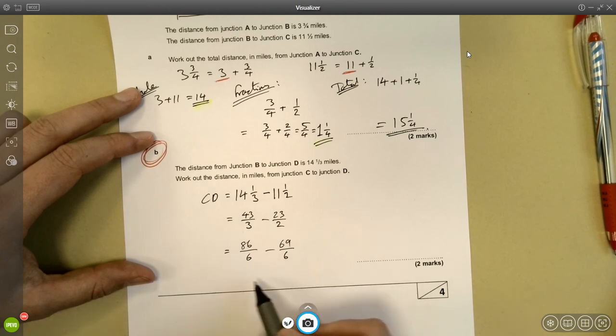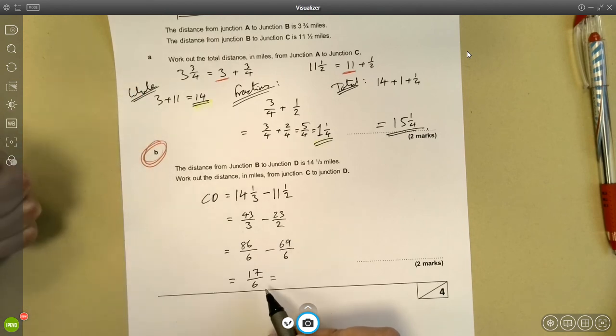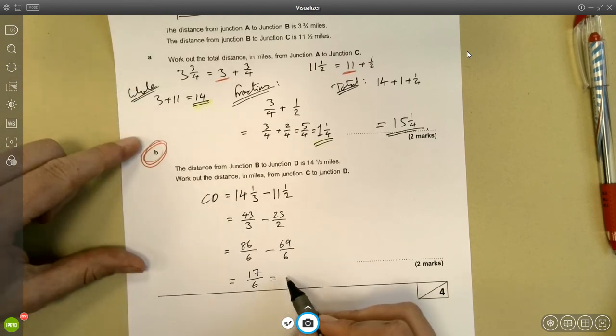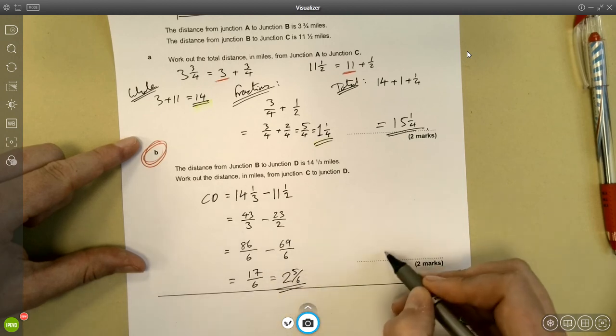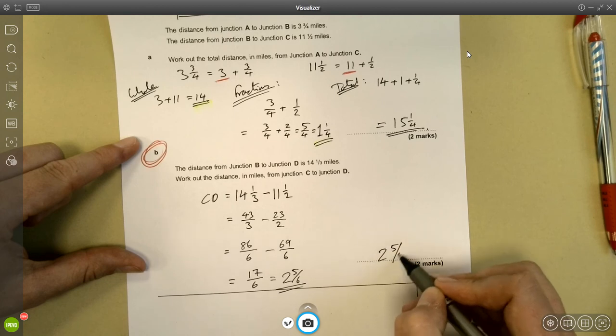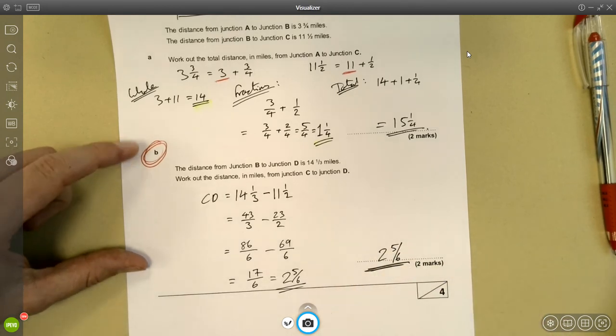And then we're going to subtract those. So that's going to give us 86 take away 69 is going to give us 17 over 6. Well, how many times does 6 go into 17? 6, 12, 18. So 2 whole times with a remainder of 5/6. And that's actually our answer. So let's park it up in the right place so it all looks good. Okay.